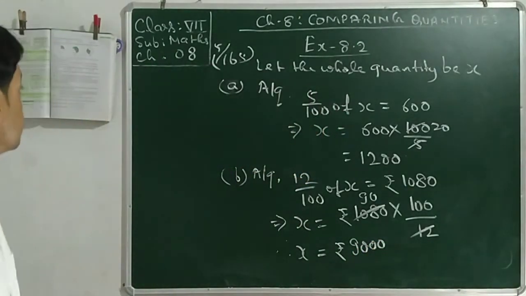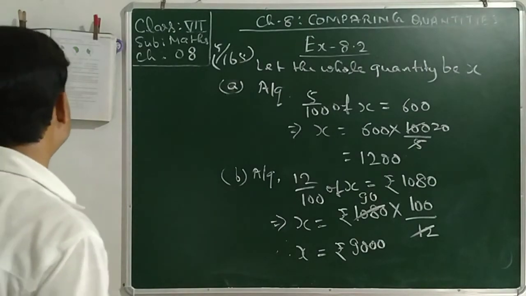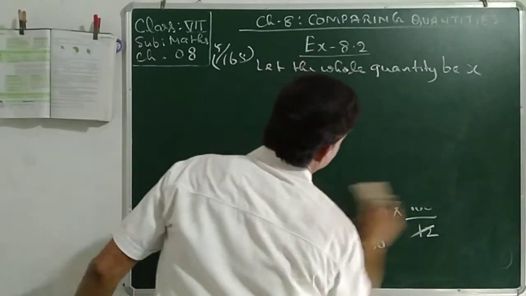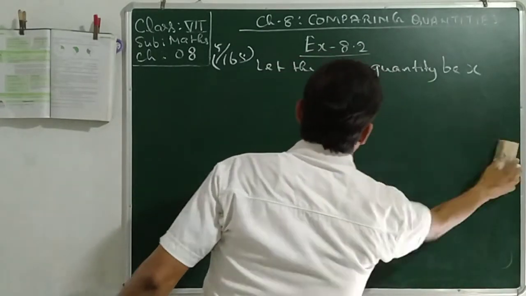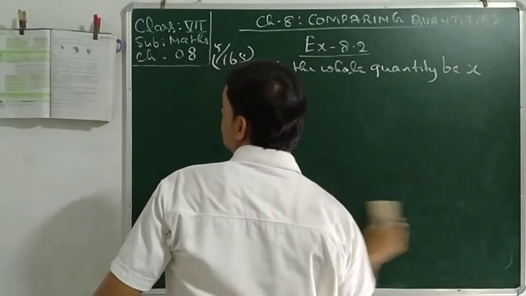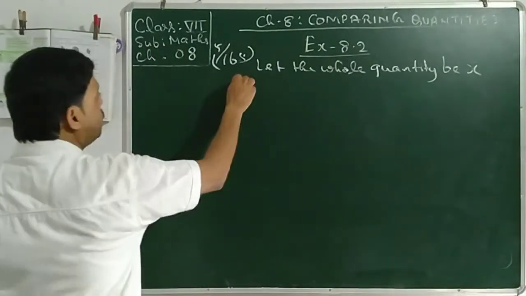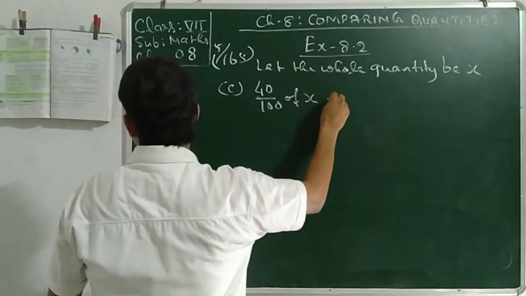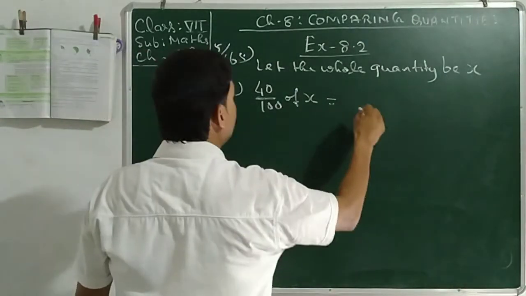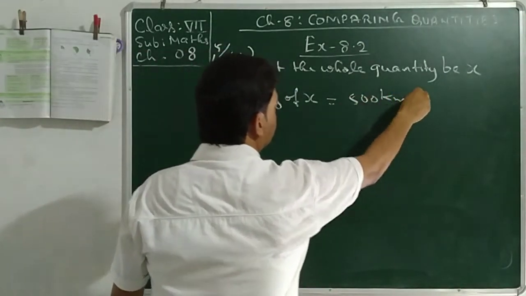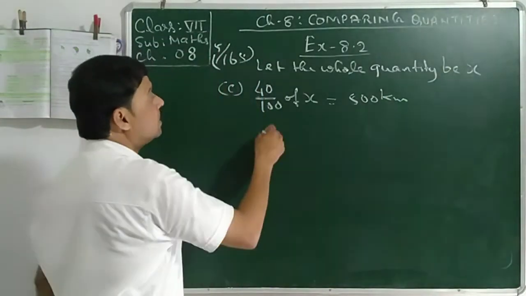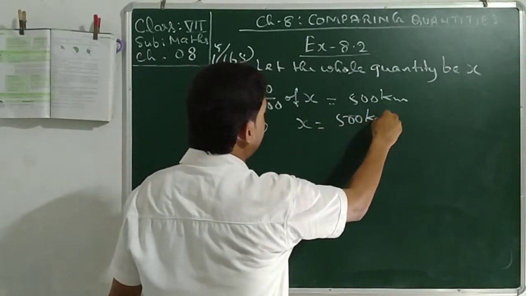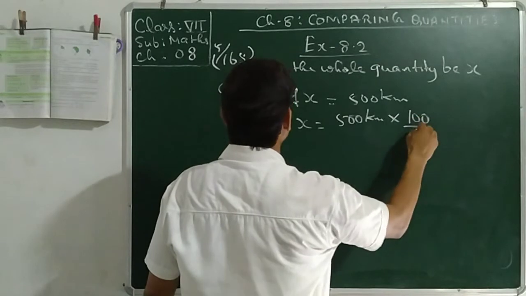Now similarly, look at the C number sum. In the C number, 40% of x. So we will write 40/100 of x equals 500 kilometer. See, that means x equals 500 kilometer into 100 by 40.